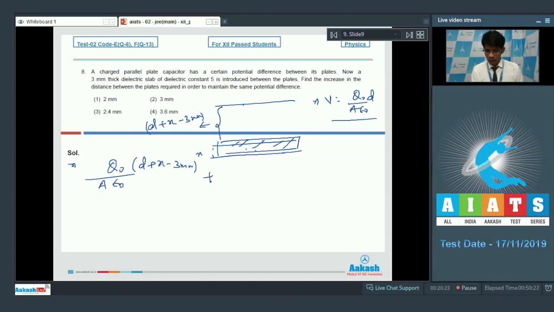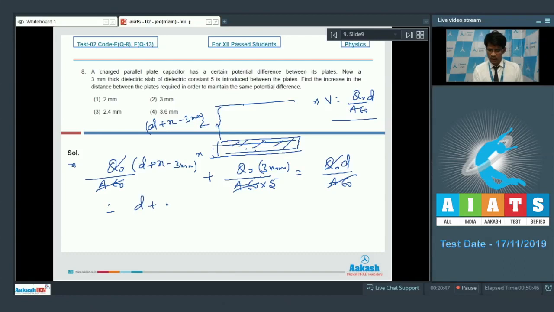And for this one, I would say Q0 is the charge, A epsilon naught. Field would be decreased by a factor of how much? Dielectric constant is being given to be 5, and this is 3 mm. This will remain the same as Q naught D by A epsilon naught. A epsilon naught will cancel out, Q naught will cancel out.